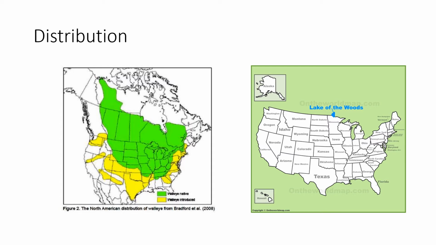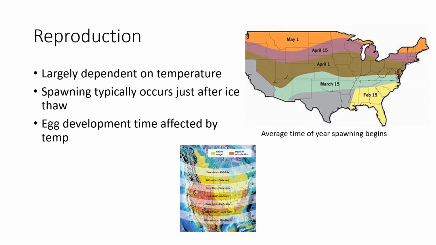This leads us into the question of how the location, specifically in terms of the latitude, plays a role on reproduction, age, and growth success of the walleye. So reproduction is largely dependent on temperature, and therefore latitude plays a large role. In the north, spawning typically occurs just after the ice thaws and when water temps reach 5 to 7 degrees Celsius. Sometimes it can be pushed back all the way until June because of a late spring.